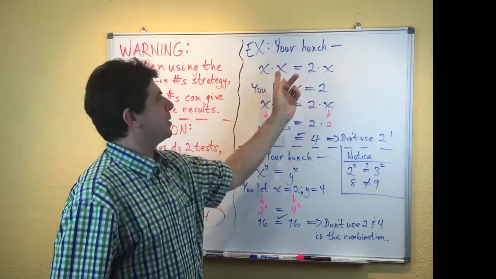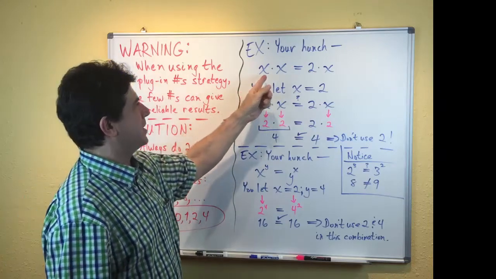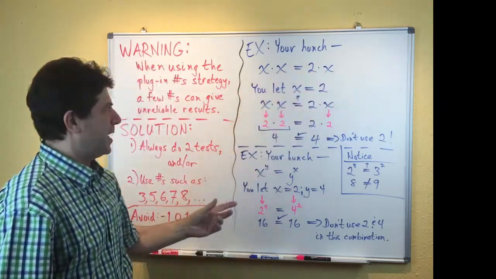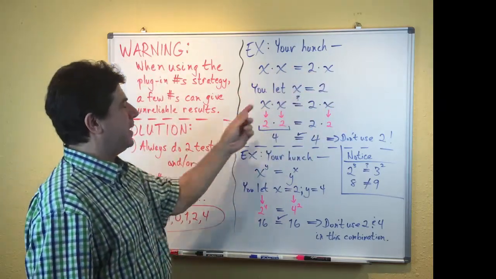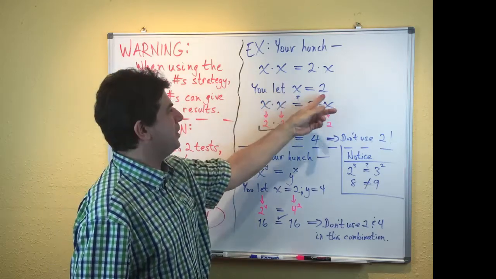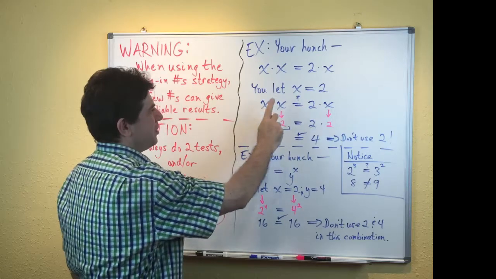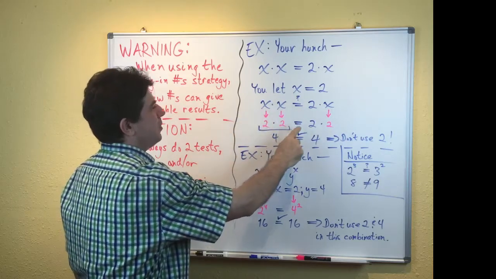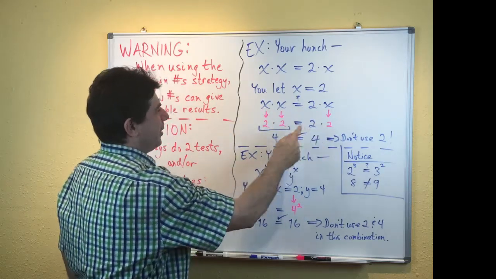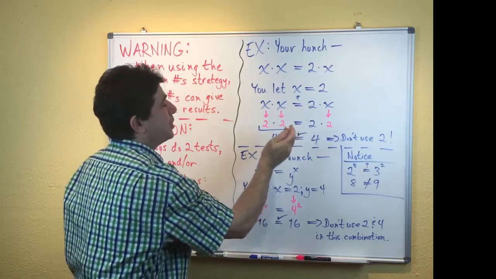Let's say your hunch with the previous example is that x times x is 2 times x, as we said, and suppose that your plug-in is that you let x equal 2. Watch what happens. Then you'd have x times x equals 2 times x. You plug in 2 for x, and you get 2 times 2 equals 2 times 2. Well, that means that 4 equals 4, which is true.